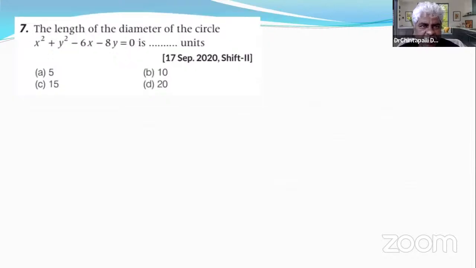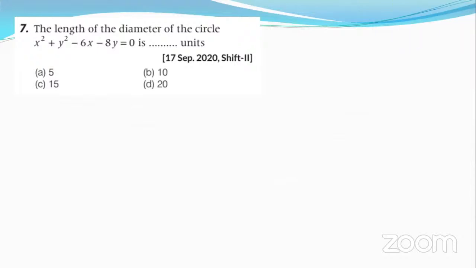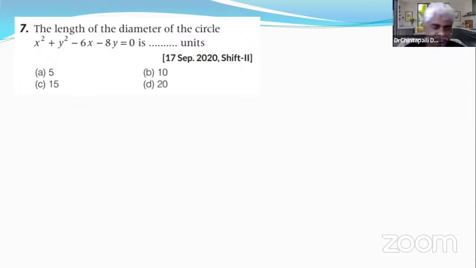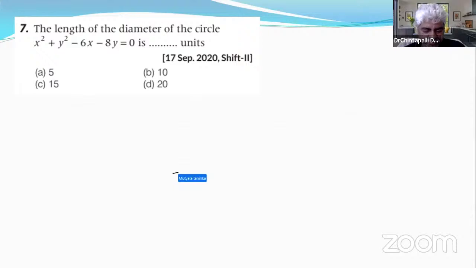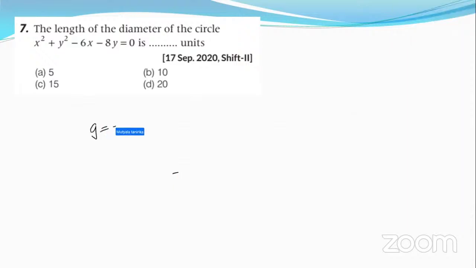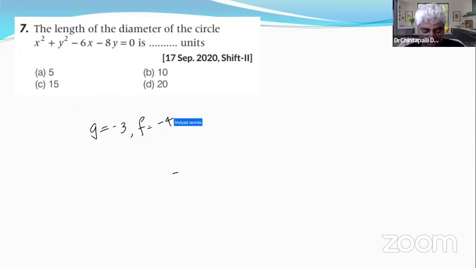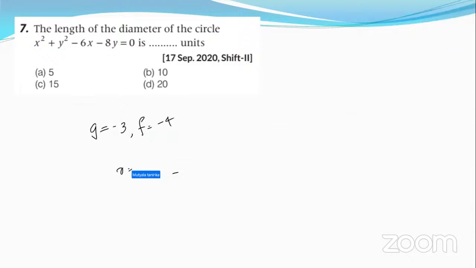Touching the y-axis. Can you answer this question? Find R using the same formula we obtained. So G is -3. Try to do it on the screen. G equals negative 3. F equals -4. Small c is equal to 0.